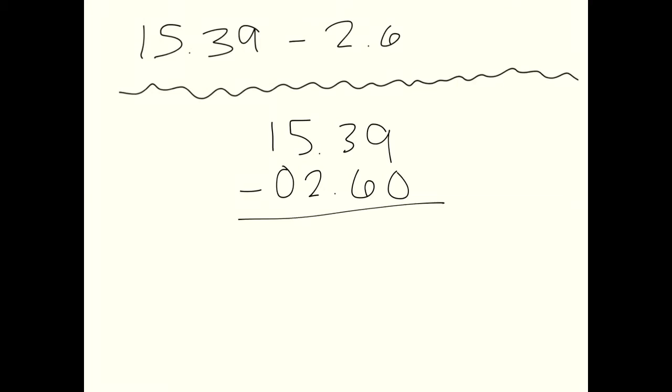So 9 minus 0 is 9. You cannot subtract 3 minus 6, so you need to borrow from the 5, which will make it a 4, and add a 1 to the 3 to make it 13. So 13 minus 6 equals 7. 4 minus 2 equals 2. And 1 minus 0 equals 1. My final answer is 12.79.